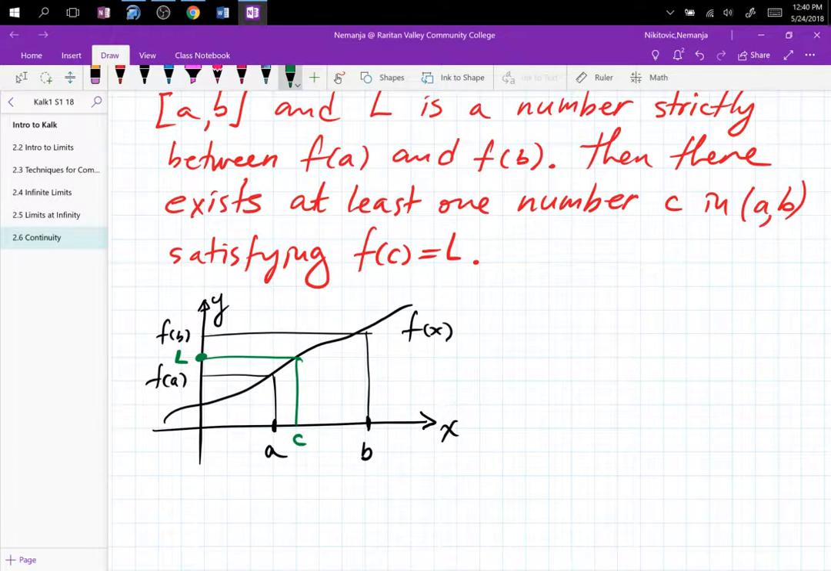So this would be that C that produces L. You pick an interval from A to B, and then you have immediately f of A and f of B, because they are produced by plugging in numbers. Let's say A and B is 3 and 4, right? So you will have f of 3 and f of 4, whatever that is. Then you pick a number between those, number L. That number is produced by numbers that are between A and B.